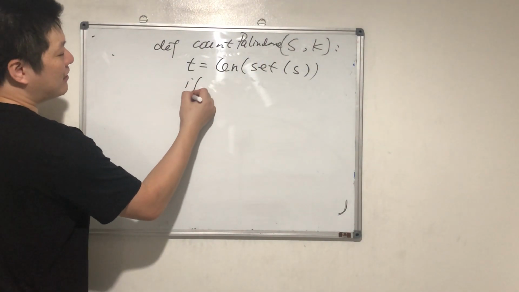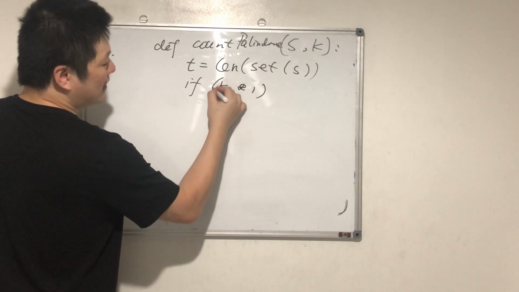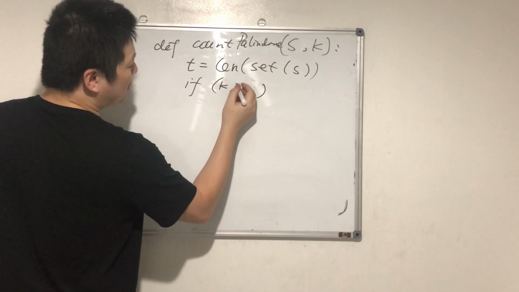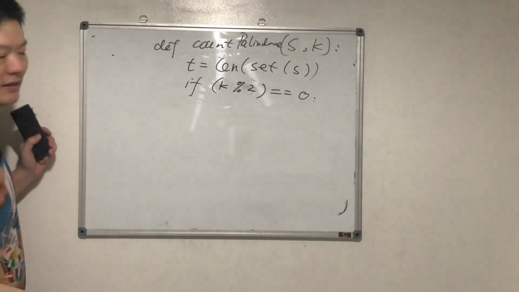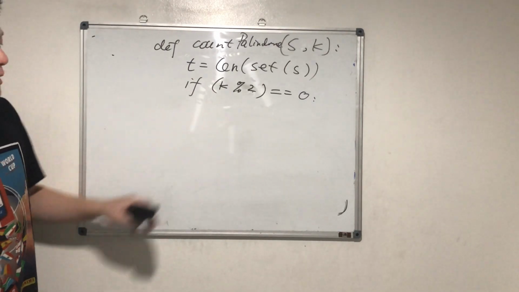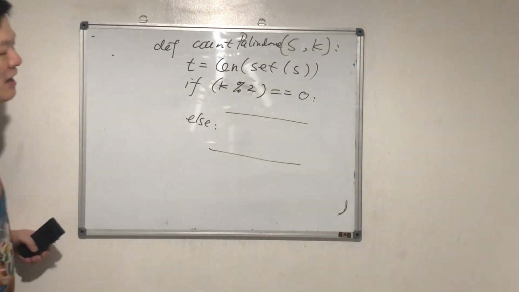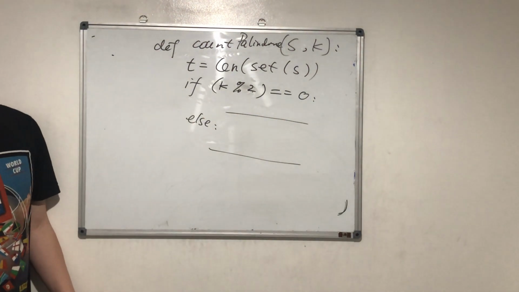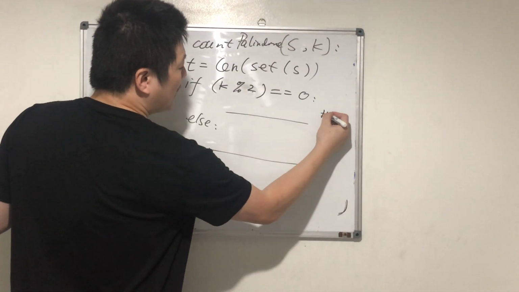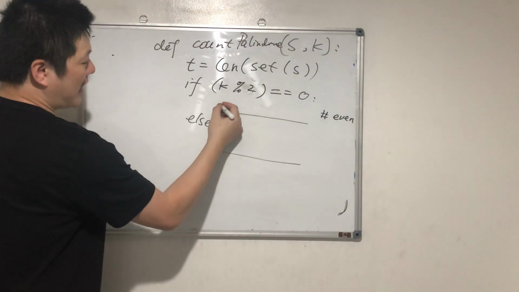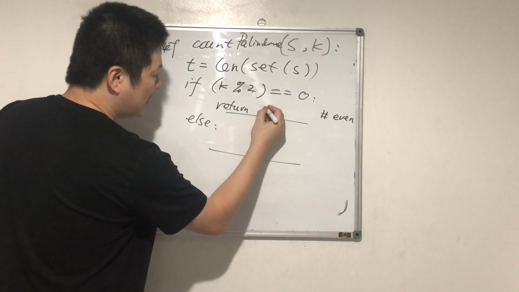Then we need to know if K, or let's say K modulo 2, it's the same, equals 0. If it's an even number, what should we return? Look, this is an even number, so what's the answer? Return what? What's the even case? T, yeah. Square what?